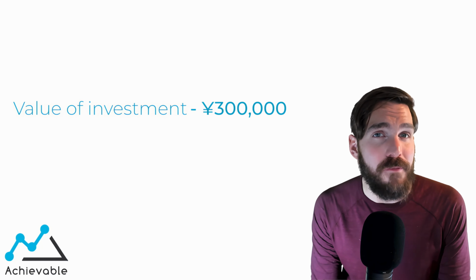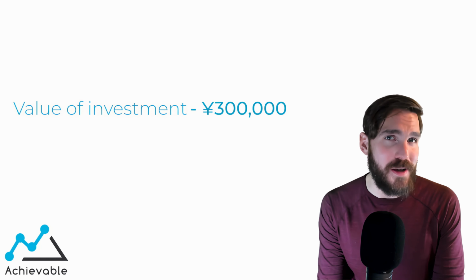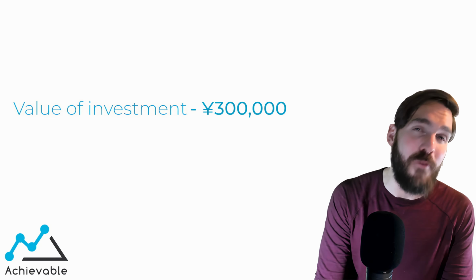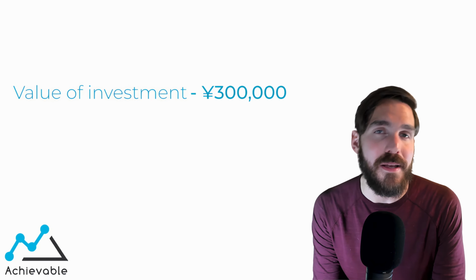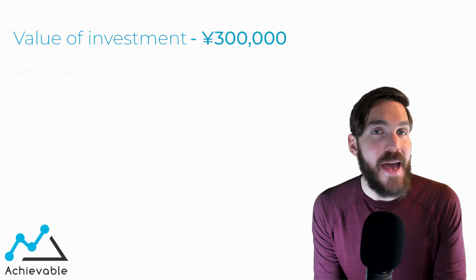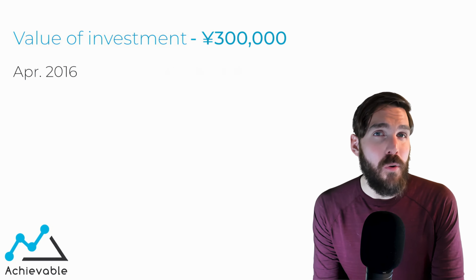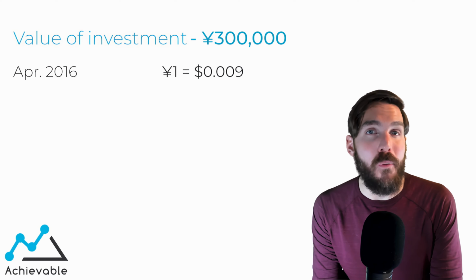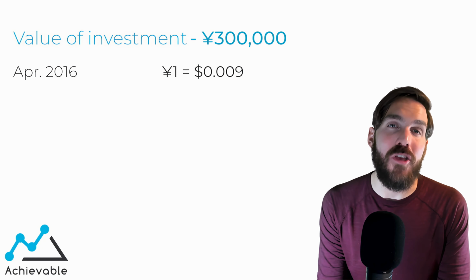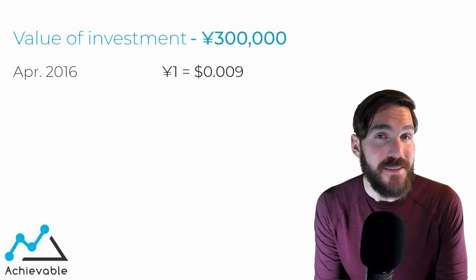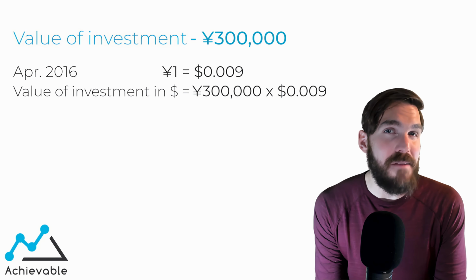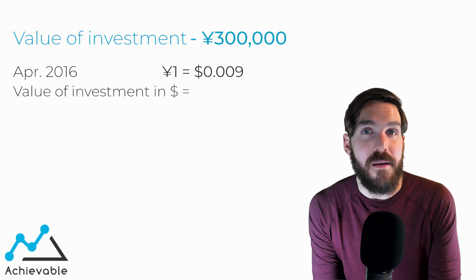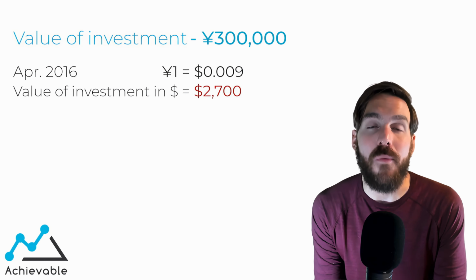Now, real quick, and ignore the timeline here because we're actually going to go back in time before the purchase was actually made, but the important part here is just exposing and looking at different conversion rates. As of April 2016, 1 yen equaled 0.009 US cents. Yeah, that's a little bit less than 1 penny. Therefore, a 300,000 yen investment would be the equivalent of 2,700 US dollars.